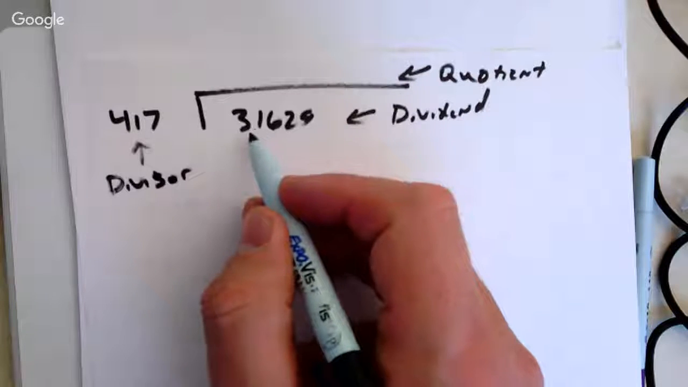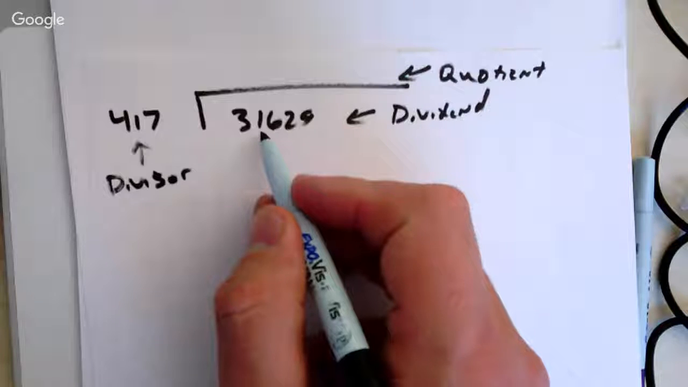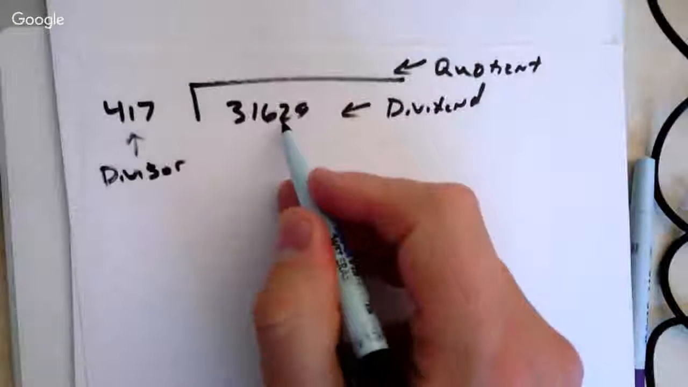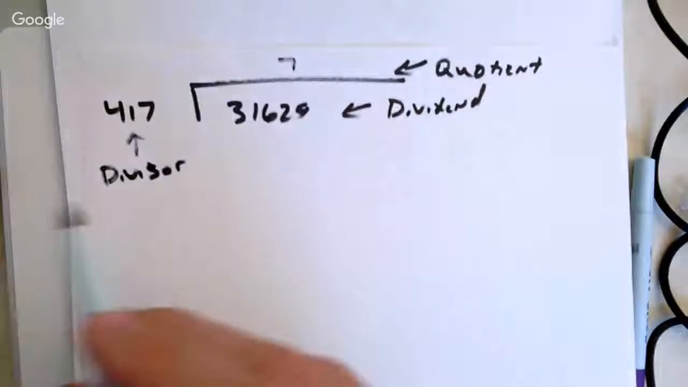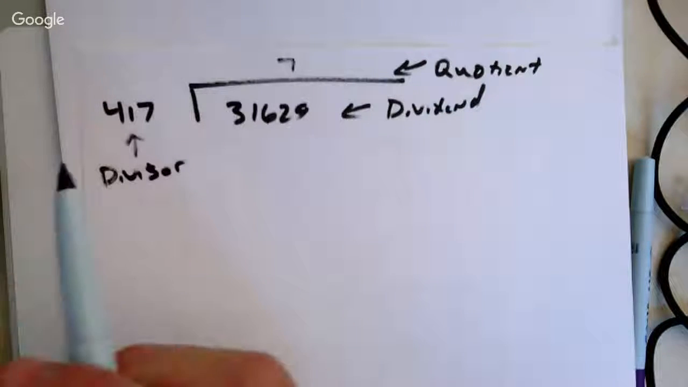No. 31? No. 316? No, because 316 is smaller, right? It's less than. Remember that actually is going to come into what we're going to do today as well. But does it go into 3,162? Yes. How many times? 7. Good job. What about, why is it not 8? Because 8 times 317 is more.